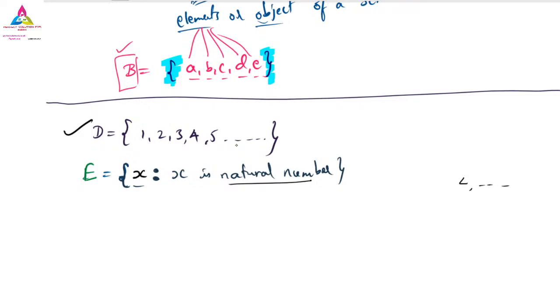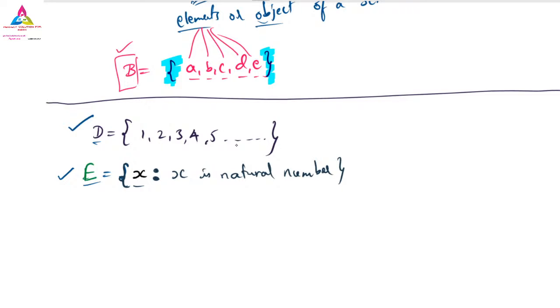Some of you have already learned about this. These are the two types of representing a set. The first one we have is D, and the second one is E. What is the name we will give for D? The simple one I have taken as the example. So what do you mean by D?